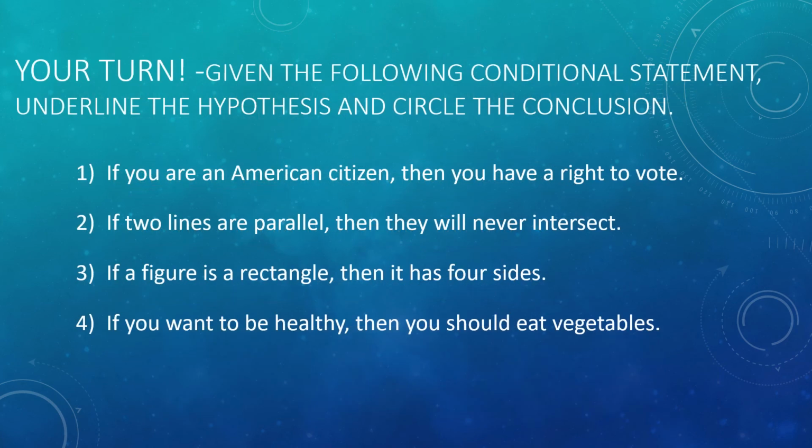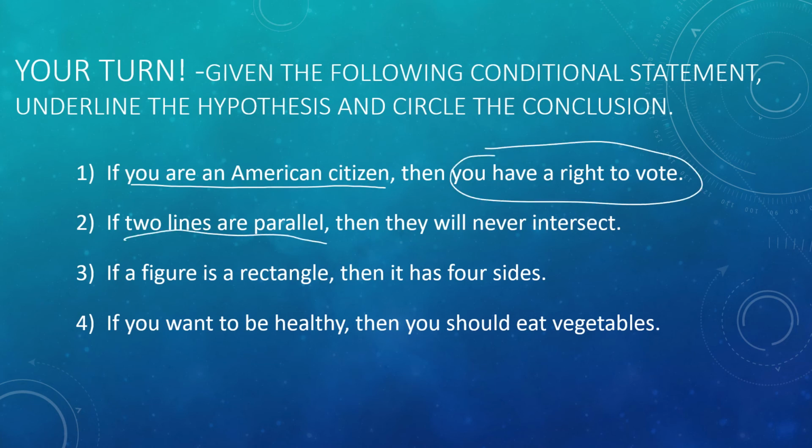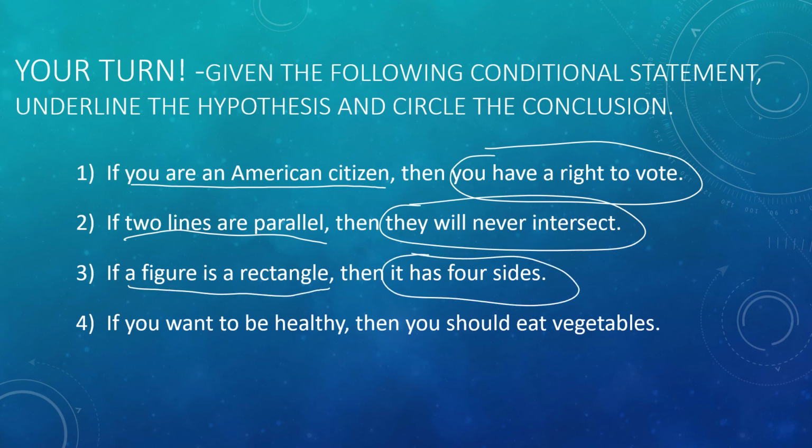You guys go ahead and try this, pause it, and do your answers. I'm going to do it right away because I'm kind of pressed for time here. If you are an American citizen, then you have the right to vote. If two lines are parallel, then they will never intersect. If a figure is a rectangle, it has four sides. If you want to be healthy, then you should eat vegetables. Okay, pretty self-explanatory, pretty easy.